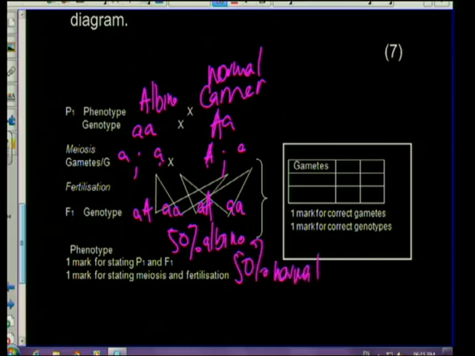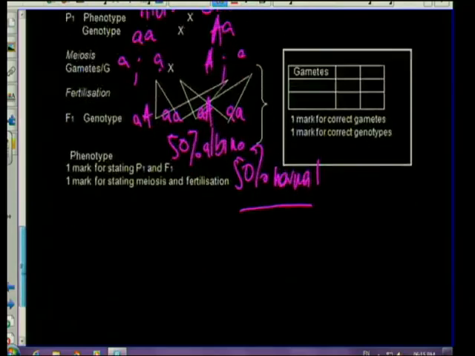And this normal is not homozygous but heterozygous normal. And this is how you work out the diagram in this case. Remember, this is also a pedigree diagram, but it's given differently.